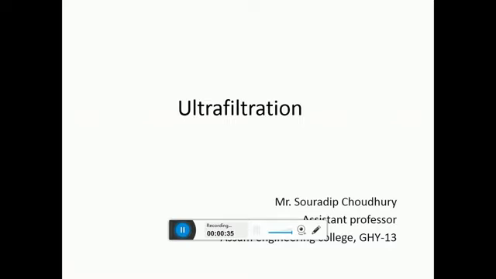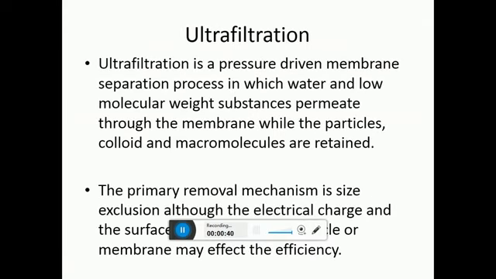So ultrafiltration is a pressure driven membrane process in which low molecular weight substances permeate through the membrane, while the particles, colloids and macromolecules are retained. So the basic mechanism is size exclusion. Since high molecular weight species are to be retained, the osmotic pressure is negligible in ultrafiltration, whereas osmotic pressure plays an important role in RO. And the operating pressure is also much less compared to the RO membrane.